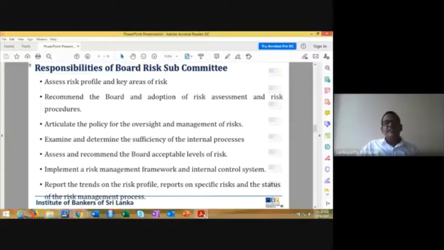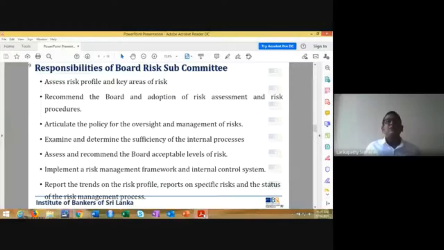So the first responsibility: assess risk profile and key risk areas. They have to identify and assess what the key risk areas are for these banks and finance institutions, because it may differ from bank to bank. For example, some banks may have a risk in their credit portfolio, so their key risk is credit. But for some banks, the key risk could arise from the investment side. Or some banks may have a large individual portfolio, so their key risk could arise in a different way. If you see some foreign banks, they deal with top high-rated corporates, so their risk may be in different categories. But they have to identify and assess the risk profile and key risk areas of the bank and finance institution, and then recommend to the board the adoption of risk assessment and risk procedures.